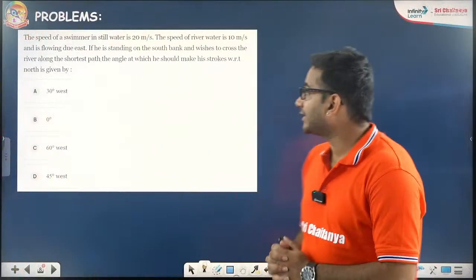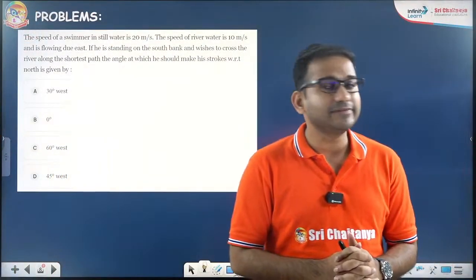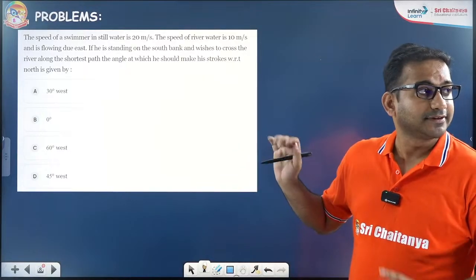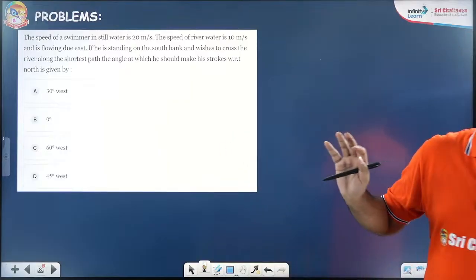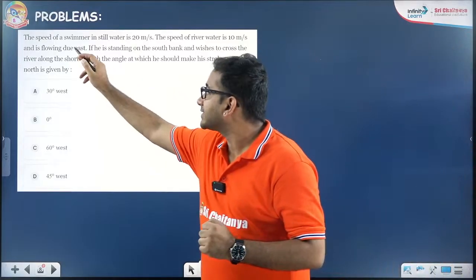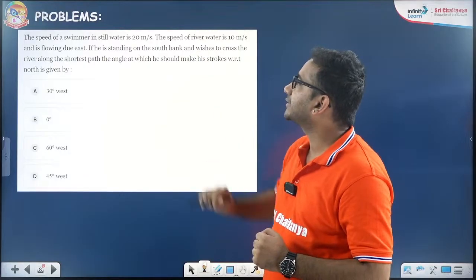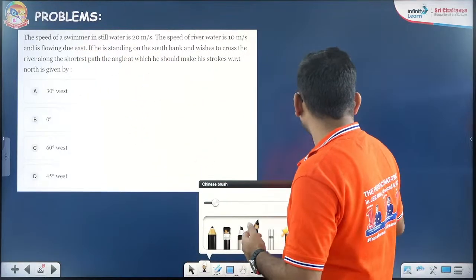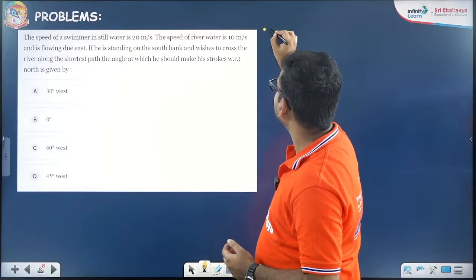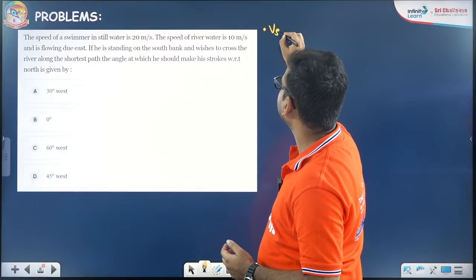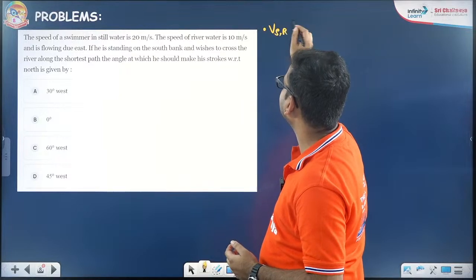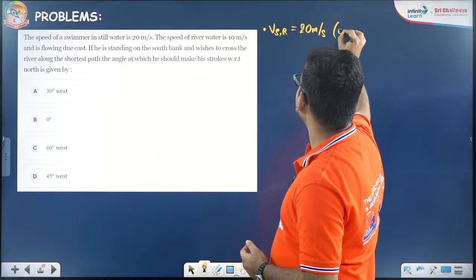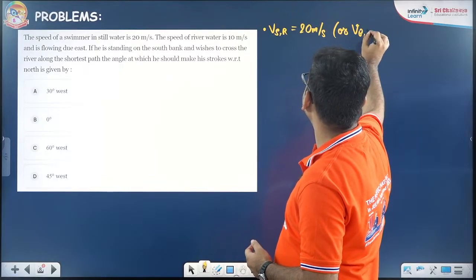So, the first question that is in front of you, is that clearly visible? Yeah, I think it is clearly visible. I can see it on the screen. Right. The question is, the speed of a swimmer in still water is 20 meter per second. The velocity of a swimmer with respect to water, with respect to river, is 20 meter per second. This can also be written as velocity of boat with respect to river.